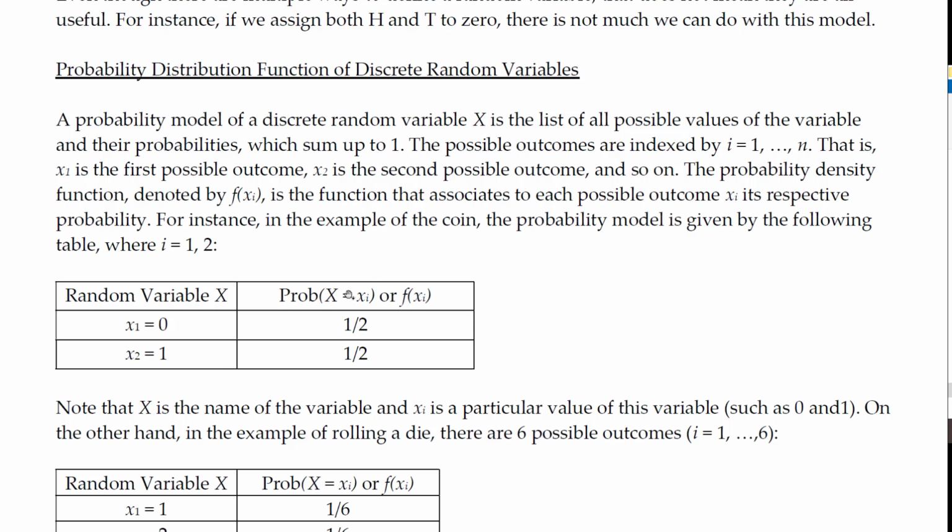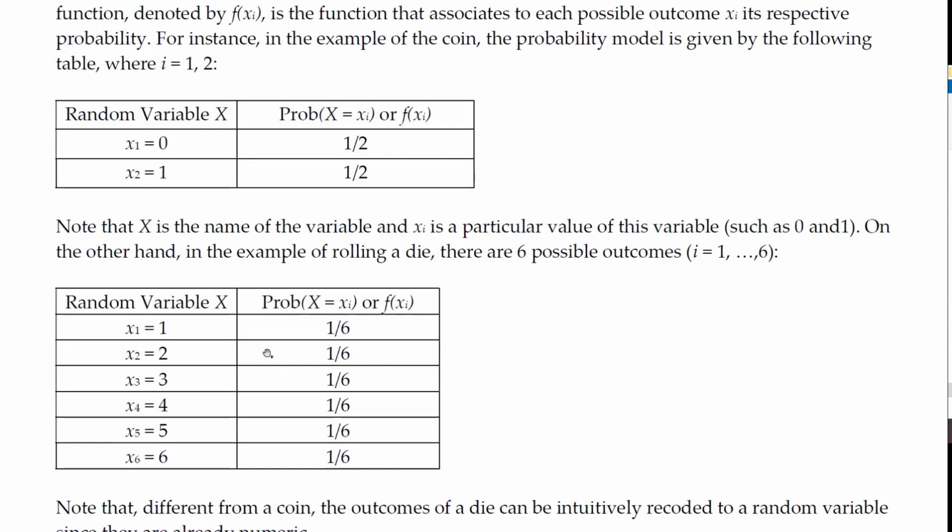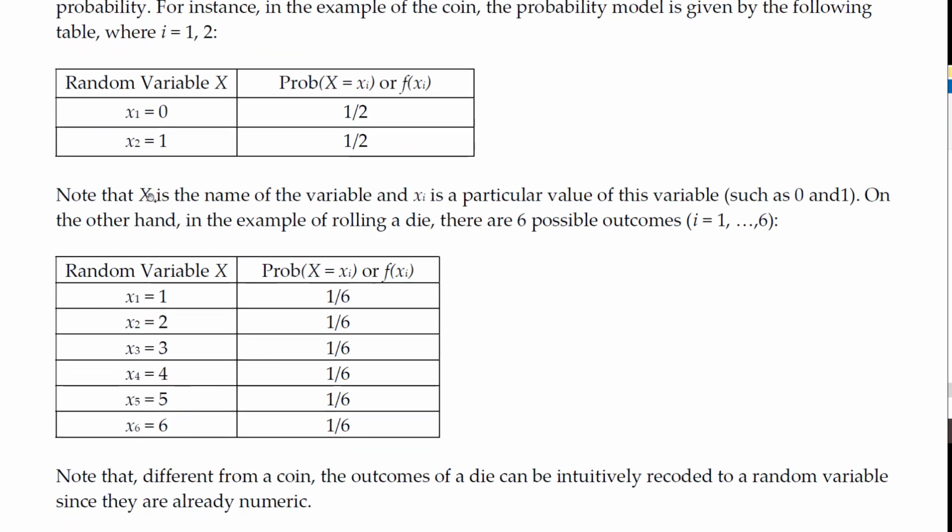So basically, I simplified my probability model here by just listing the possible values of X already in their numerical form and their respective probabilities. If in an exercise you are asked to define a probability model, all you have to do is to set up this table here, a list of all possible values of X, which are already numerical because this is a random variable, and their respective probabilities. Now, some notation here. Know that capital X is the name of the variable and lowercase x is a particular value of this variable, such as 0 and 1.